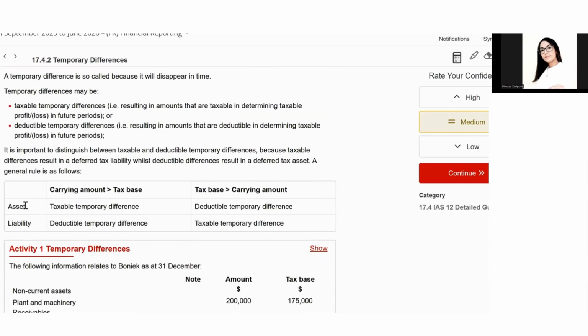All right, so this is the one that I showed you already. When carrying amount is more than tax base, then you have taxable temporary differences if it's related to an asset. If it's related to a liability, then deductible temporary differences. If the tax base is more than the carrying amount, then you will have deductible temporary differences in an asset and taxable temporary differences in a liability. So this is also an important table that summarizes what arises.